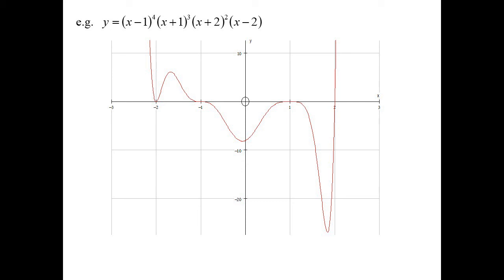We know it will start and finish like the leading term. So the leading one here, x to the 4 times x cubed, so we're up to x to the 7, times x squared, so that's x to the power of 9, times x would be x to the power of 10, but even power, so it would also have a U shape. So we know we're starting up at the top there, finishing over on the right hand side also at the top.